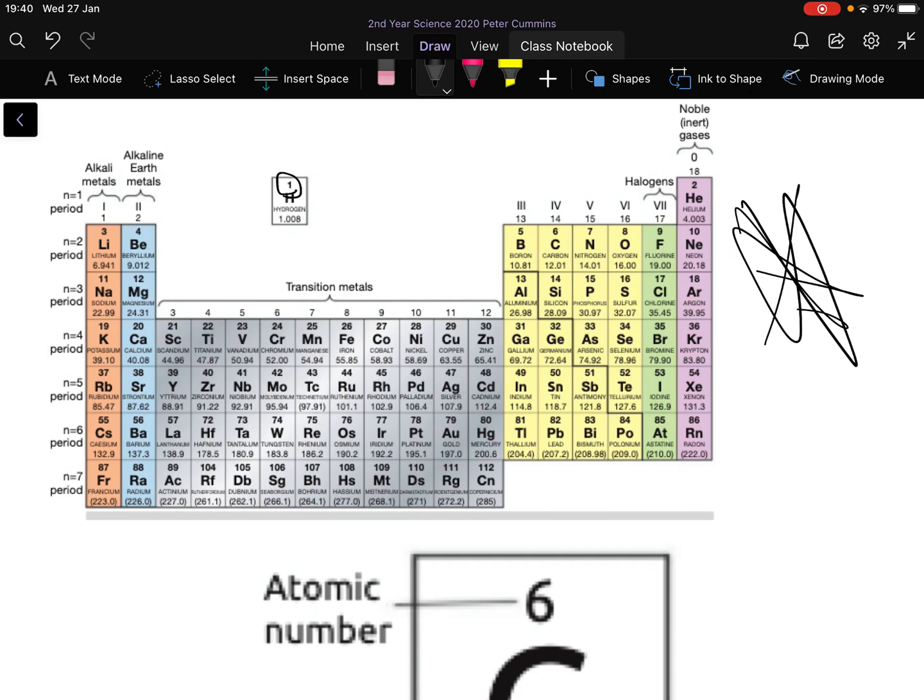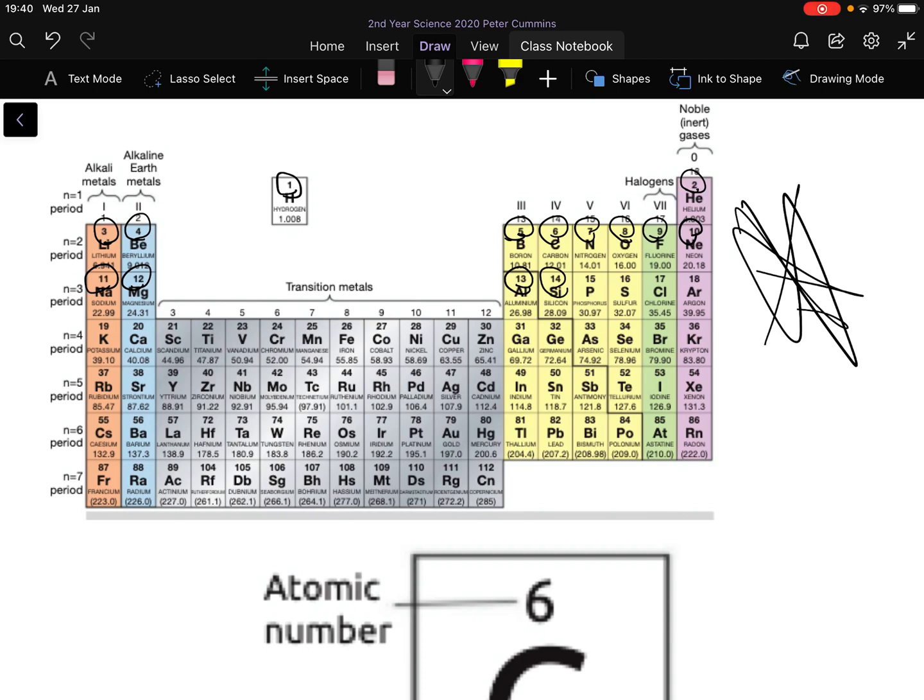On the periodic table, they're all numbered. You have number 1, you have number 2, then it goes 3, 4, all the way across here, 5, 6, 7, 8, 9, 10, and then it goes back over here to 11, 12, 13, 14, and so on. And then it goes all the way down, and there's lots of them.